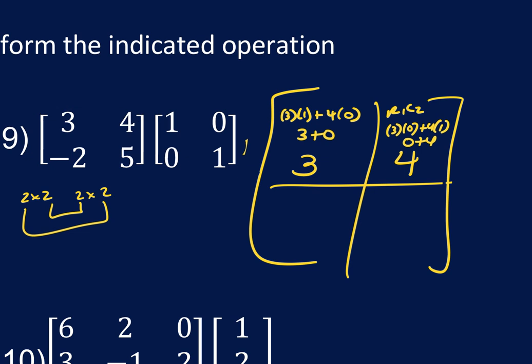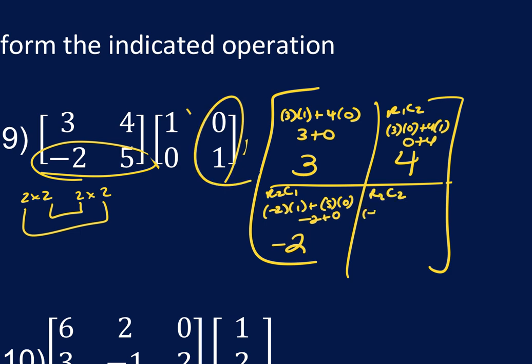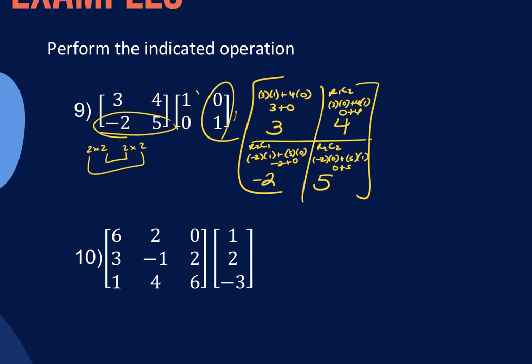Then you go to the next one. Row 2, column 1. You get negative 2 times 1 plus 5 times 0. Negative 2 plus 0, which is negative 2. And the last one, row 2, column 2, negative 2 times 0 plus 5 times 1. 0 plus 5. And you get 3, 4, negative 2, 5. Good on that one.